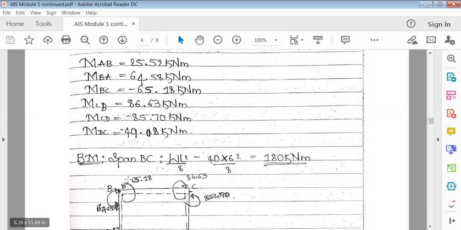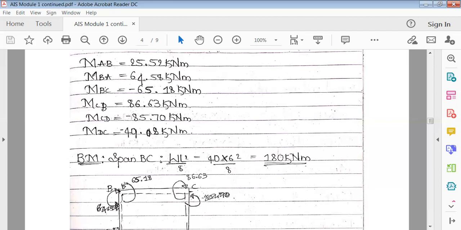No need to show both the sides. You can show this clockwise and anti-clockwise and write it here only. Okay. Next, 86.63. So it is clockwise 86, a positive answer. So try to show it in the CB span only. Again, it should touch the beam. You can see here the arrows are touching the beam.